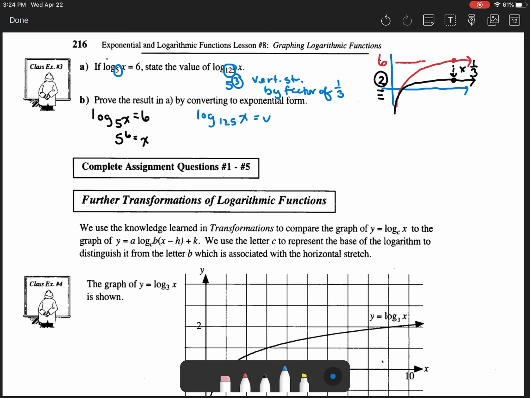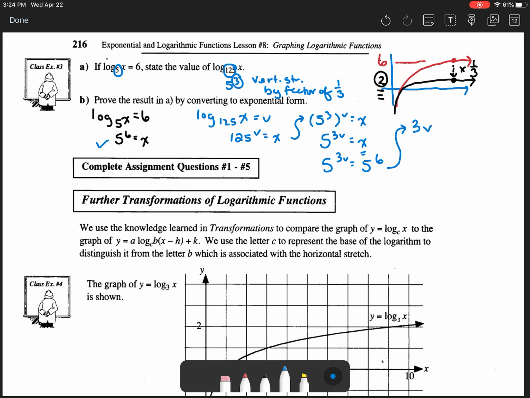So 5 to the exponent of 6 is equal to x. Log base 125 of x equals an unknown variable. I don't know what it equals. That's what I'm after. So what I do is I convert also to exponential form. 125 to the exponent of v is equal to x. Like so. 125 is actually 5 cubed. So there's your 125 to the exponent of v equals x. So 5 to the exponent of 3v is equal to x.